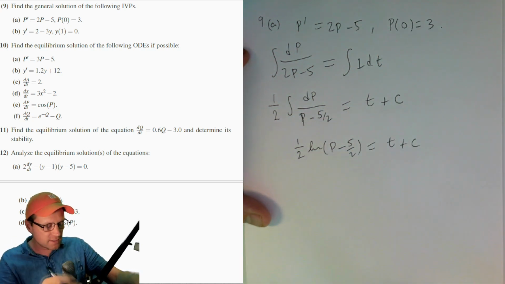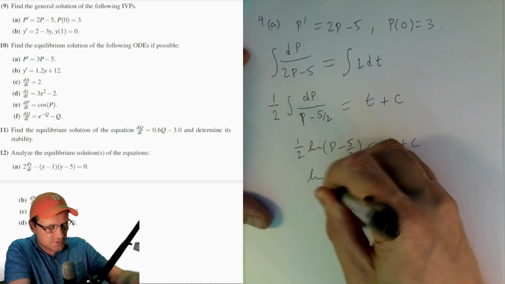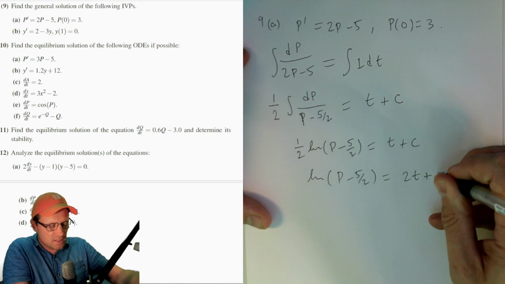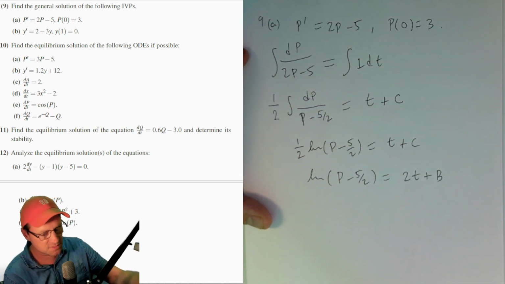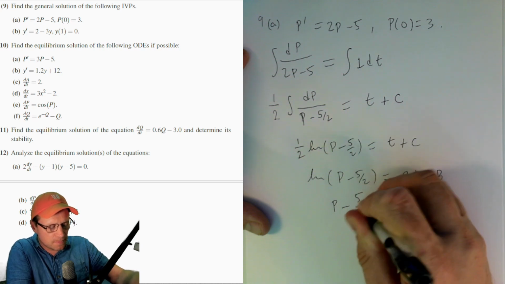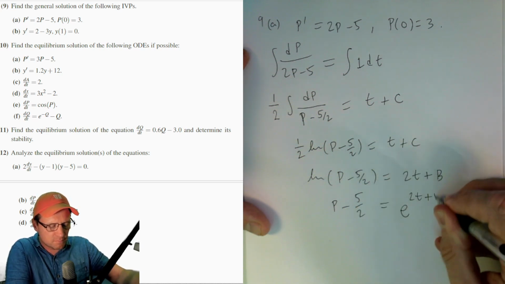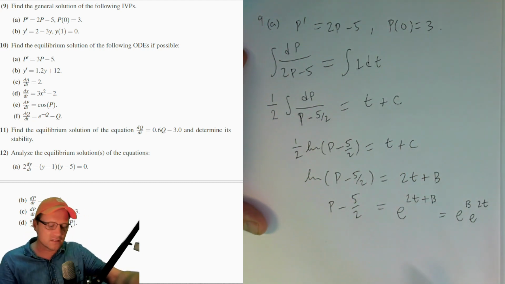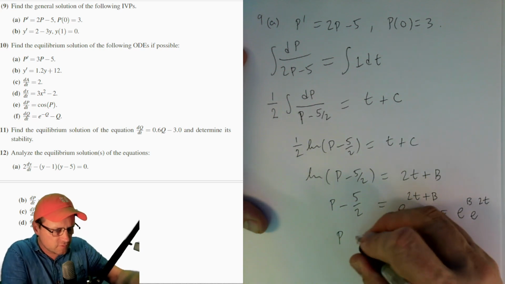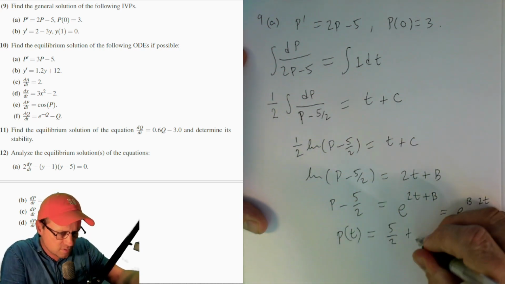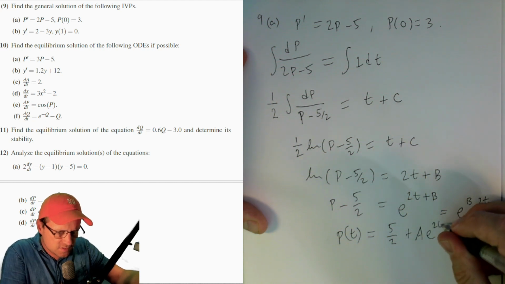Okay, now multiplying throughout by 2 gives us natural log of p minus 5 over 2 is 2t plus b, where b is equal to 2c. Now let's solve for p minus 5 over 2. So e to the power of 2t plus b, which is e to the b times e to the 2t. Now let's name that e to the b. Let's name it a. So solving for p, we have p as a function of t is 5 over 2 plus a e to the 2t.